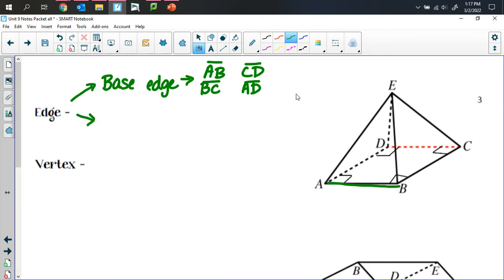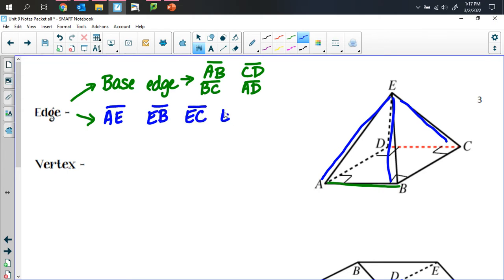In addition to that, you'll notice on this one that we also have these edges that are right here that actually connect those two triangles together. So we have, for example, side AE is going to be an edge. EB would be an edge. EC is going to be an edge. And ED is also going to be one of our edges. A vertex is really just a point.